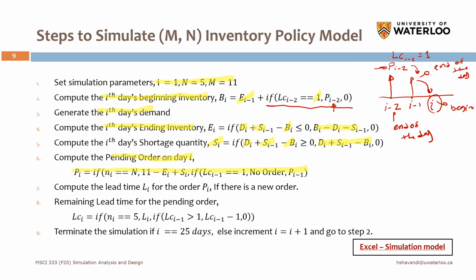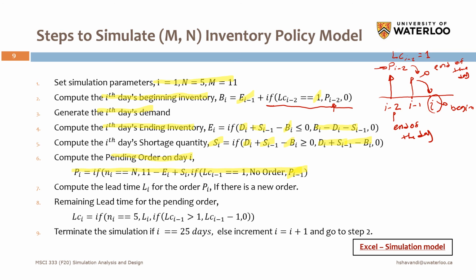And if not, if the remaining days on the lead time equals 1, then there will be no pending order, because we have already received that. But if it's greater than 1, then we have a pending order, and the quantity is P(I-1). And we compute the lead time LI for the order PI if there is a new order.